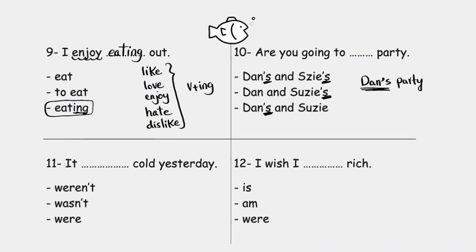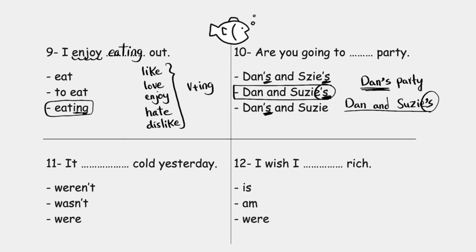If we add another name, like Dan and Susie, here we add apostrophe s to the second name. Dan and Susie's, only one apostrophe s at the second name. Here's only one at the second name, so this is the correct answer. Are you going to Dan and Susie's party?